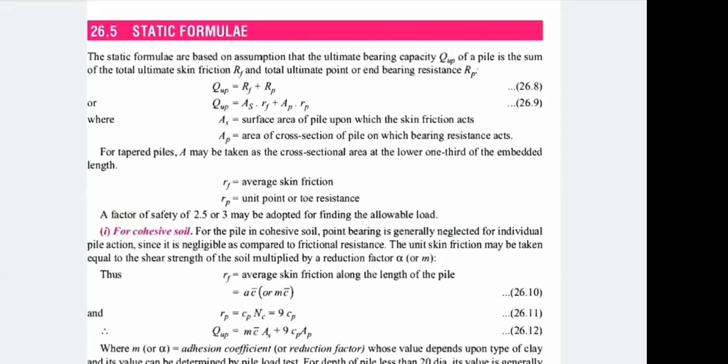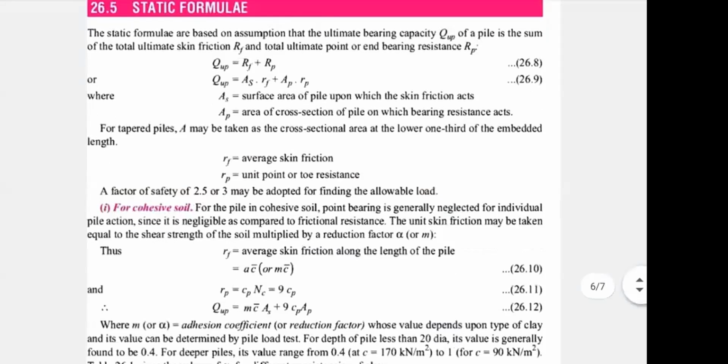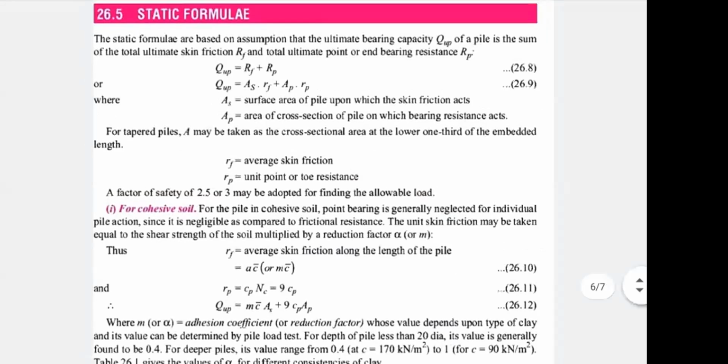What is AS and AP? AS is the surface area of the pile over which the skin friction acts, and AP is the area of cross section of the pile on which bearing resistance can act. For a tapered pile, A may be taken as the cross sectional area at the lower one third of the embedded length. We have seen the capital RF and capital RP, but what are the small rf and rp? Small rf is the average skin friction, and rp is the unit point or toe resistance. These are the basic assumptions while deriving the static formula.